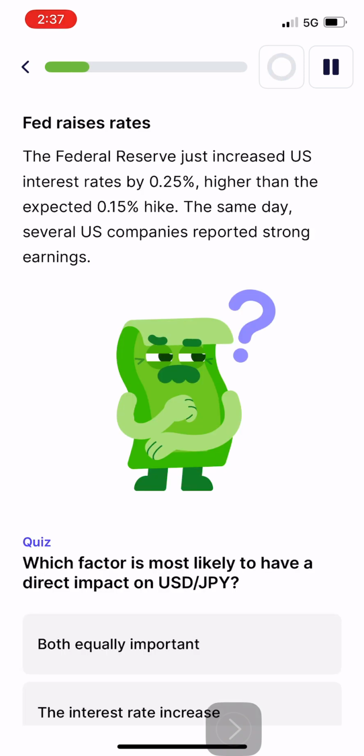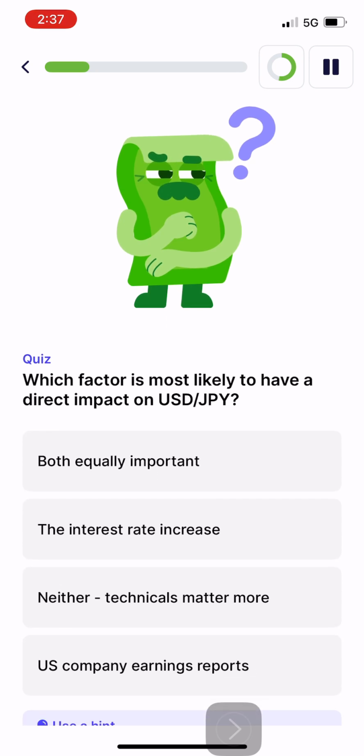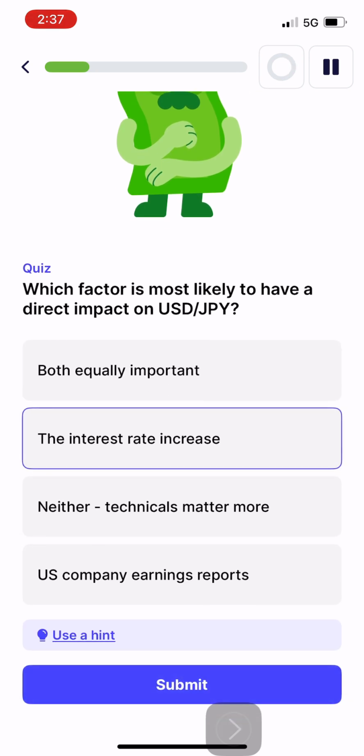The Federal Reserve just increased United States interest rates by 0.25%, higher than the expected 0.15% hike. On the same day, several United States companies reported strong earnings. Which factor is most likely to have a direct impact on the United States dollar against the Japanese yen?